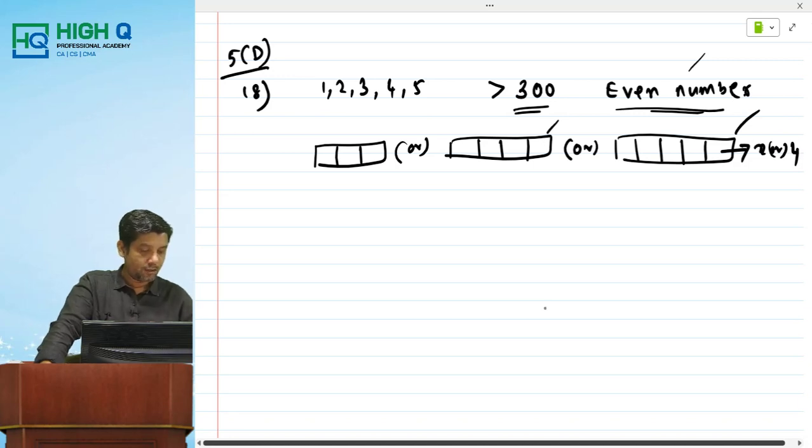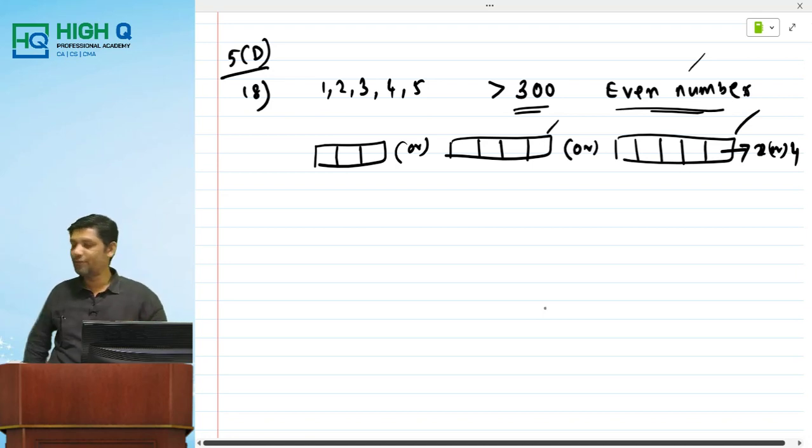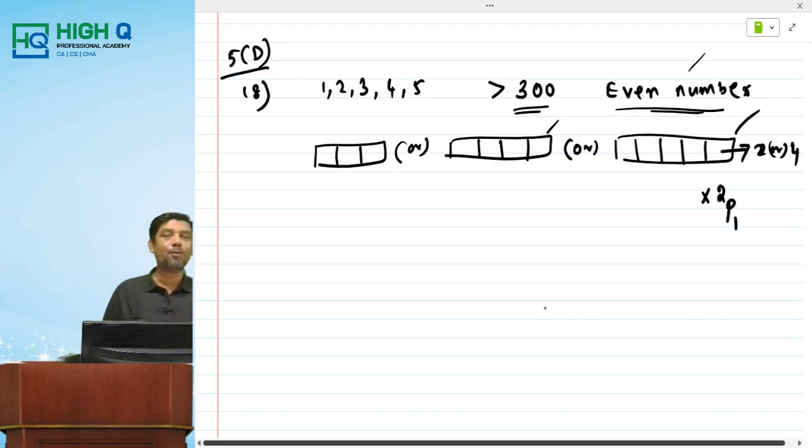2 or 2, 4, 6, 8. But sir, here 2 or 4 only, so only 2 or 4. So therefore, last digit can be accommodated in how many ways, my dear? Remaining how many digits are available? How many digits to be arranged? In how many ways can it be arranged?